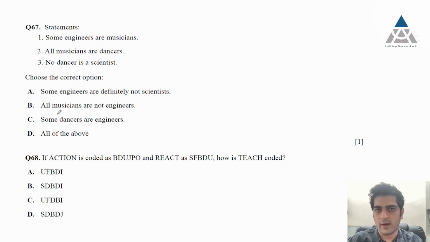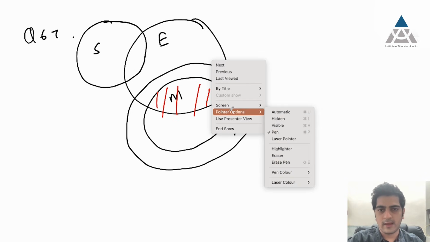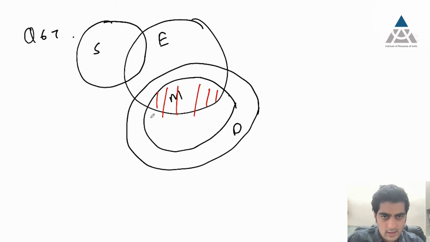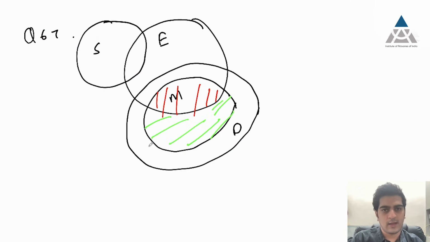Because you have all of the above, we'll have to read the others as well. All musicians are not engineers. So that is true. We are told some engineers are musicians, but that means there will be musicians which are not engineers, and that's precisely what you see in this Venn diagram here. That is the green portion. These are musicians who are not engineers. So that is true. All musicians are not engineers. Some of them are. And C is some dancers are engineers.